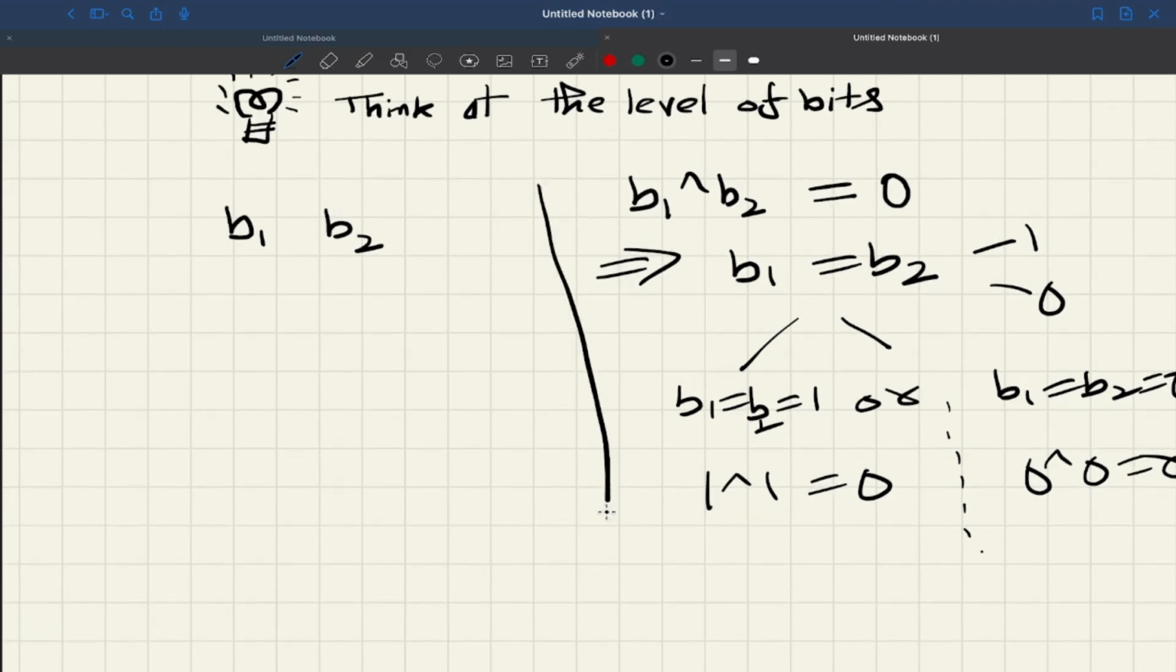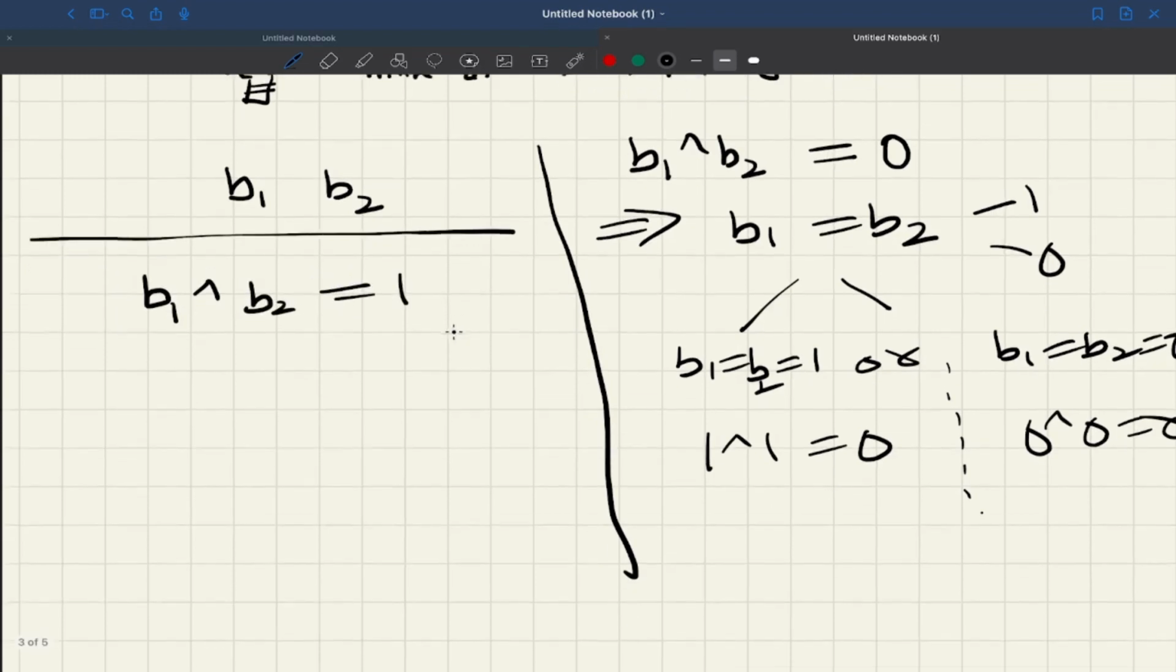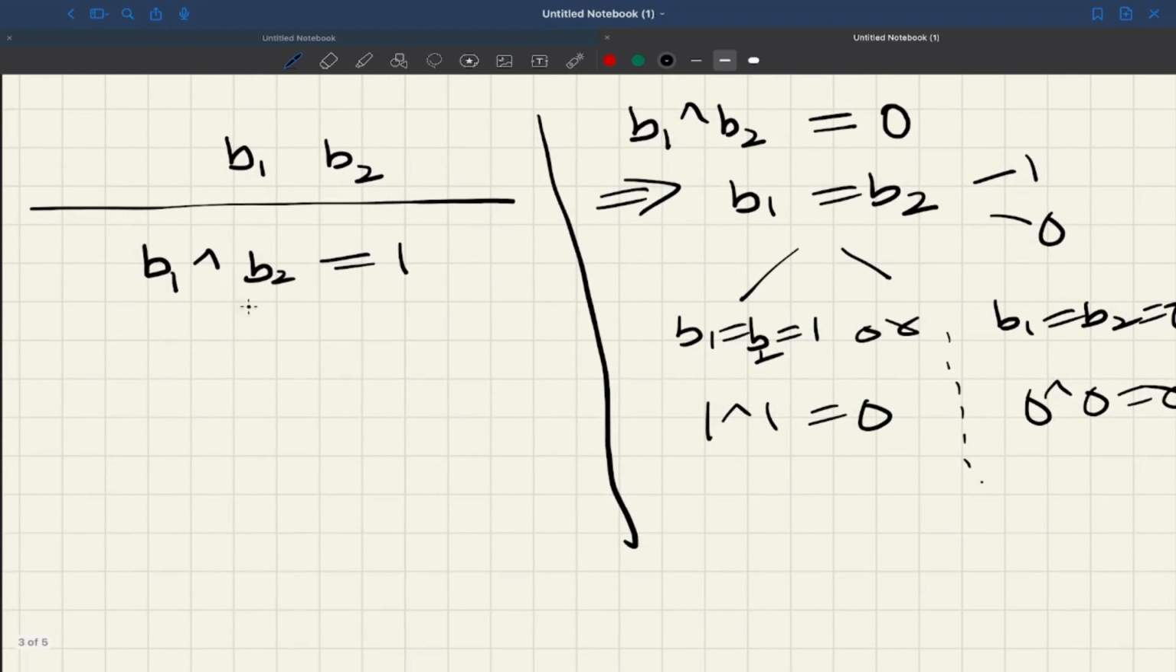Now, what if I say, I don't know B1 and B2, but B1 XOR B2 is equal to 1. Can you guess the values of B1 and B2?